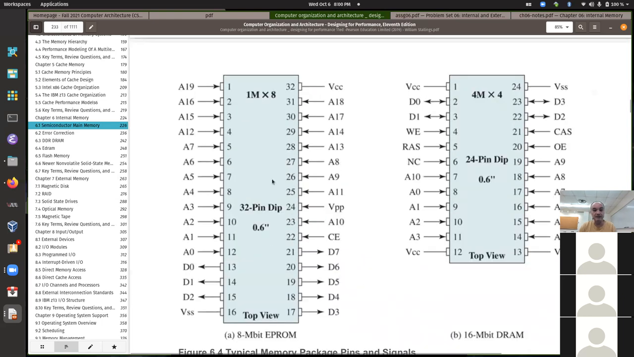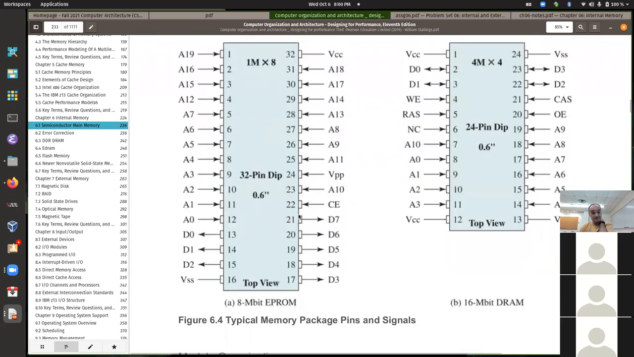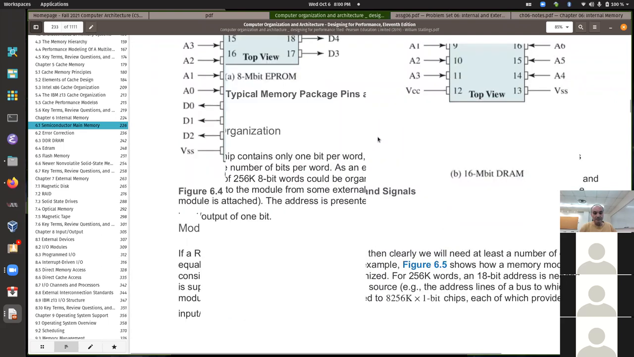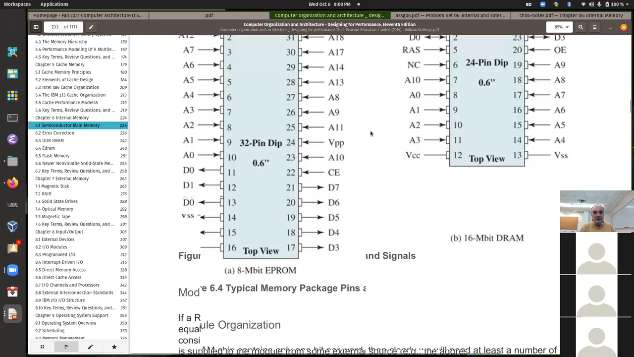If you've never added or removed memory from your computer system, it's good to look at this at least once and understand sort of how these work, right? So, let's see, what can we say about that?